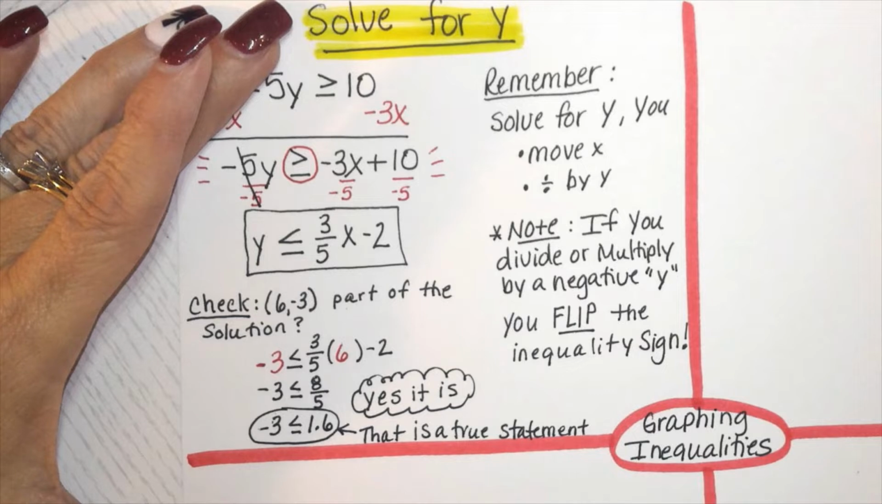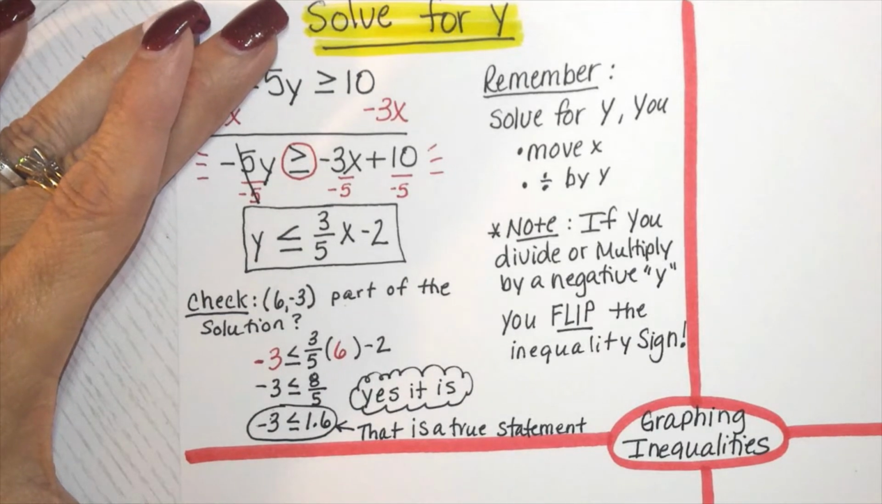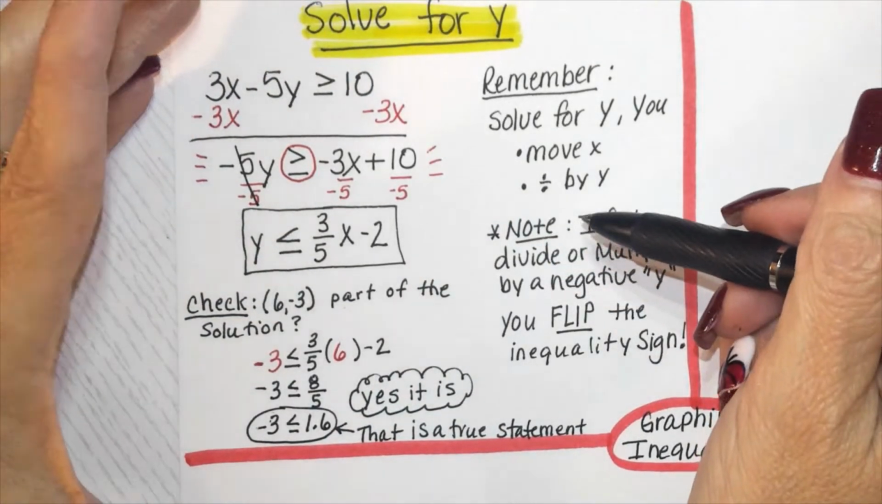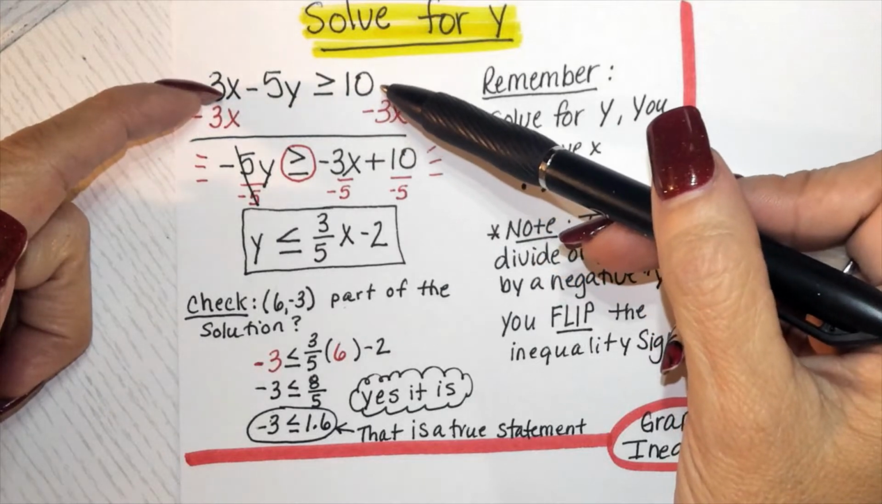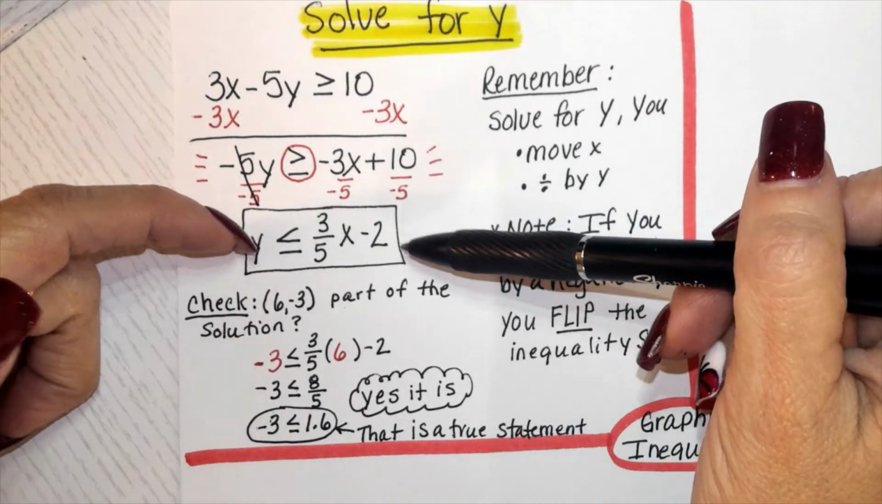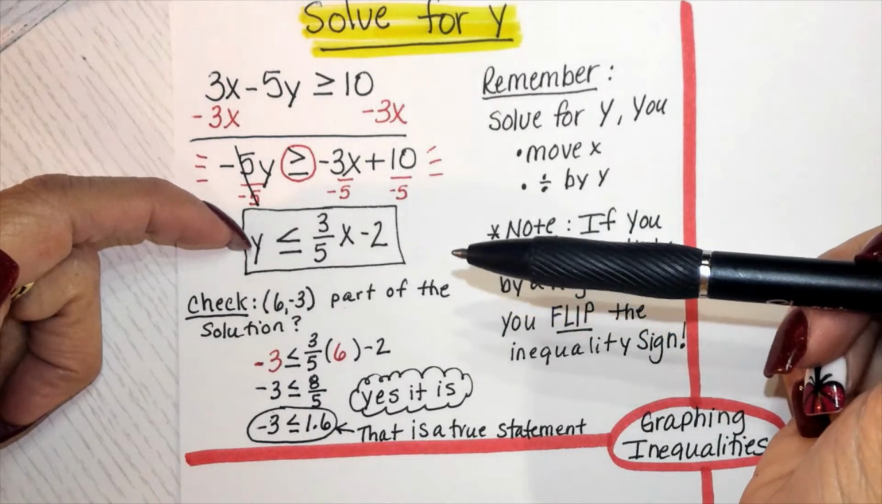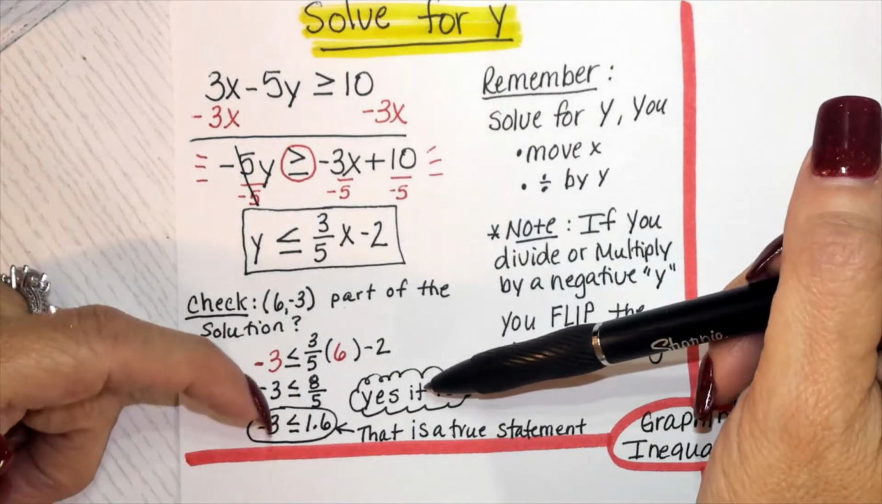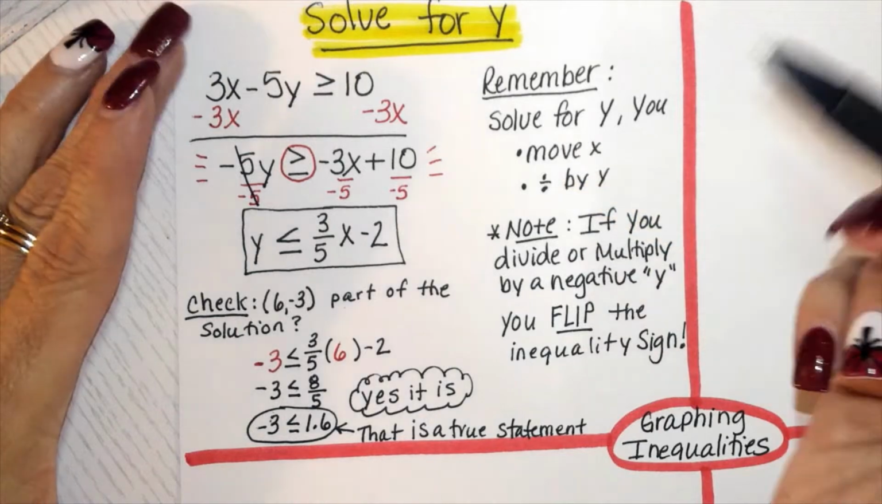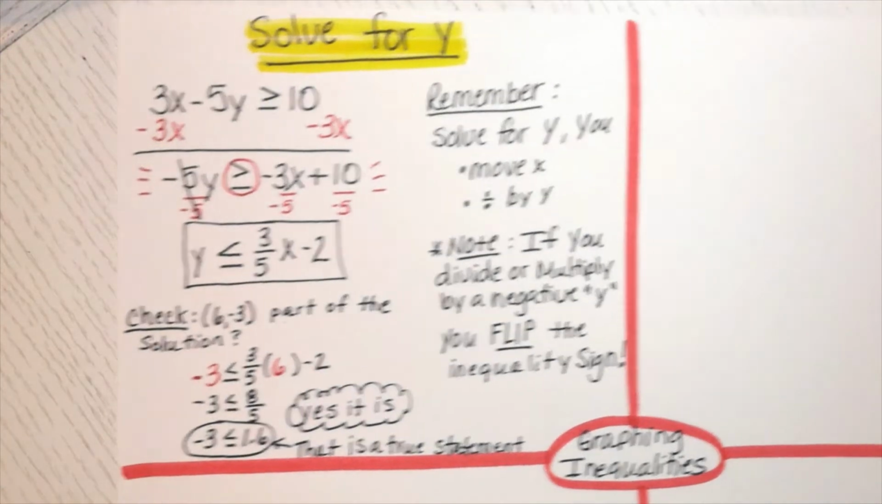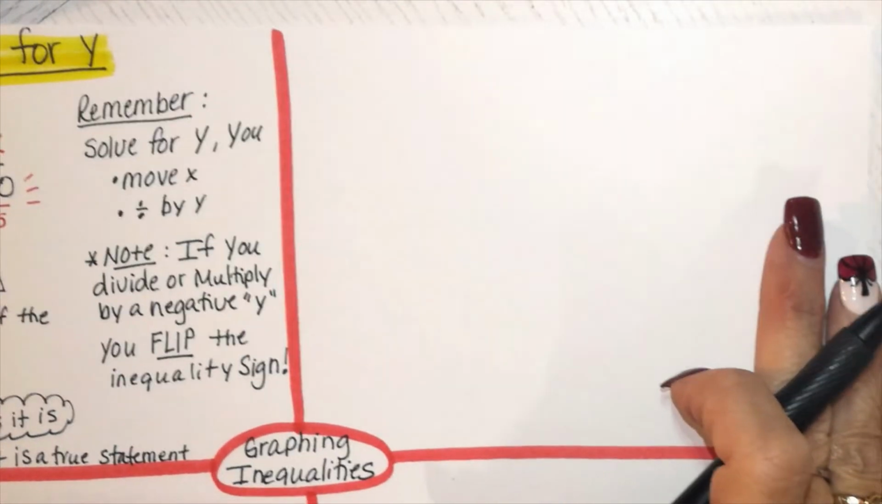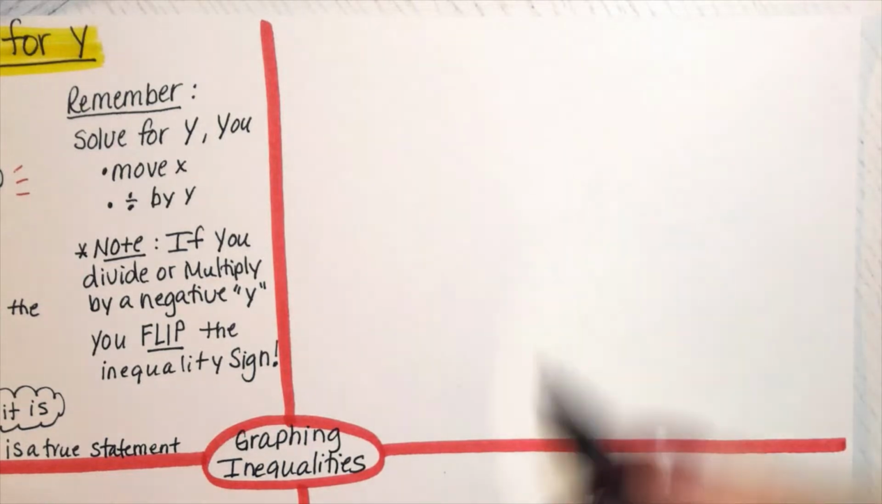So that means that 6, negative 3 is part of my solution. This is everything we're going to be doing. We're going to get an inequality. We're going to solve for y, because the only way to graph this is to have it in y equals form. We're going to graph it, and then we're going to test a point, and we're going to do some things with it. Okay, I'm going to go straight across, and I'm going to be doing some new stuff over here.